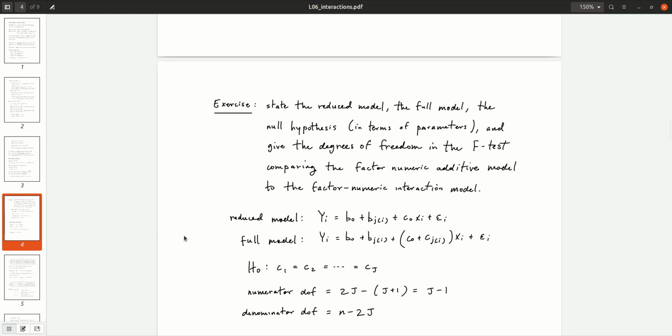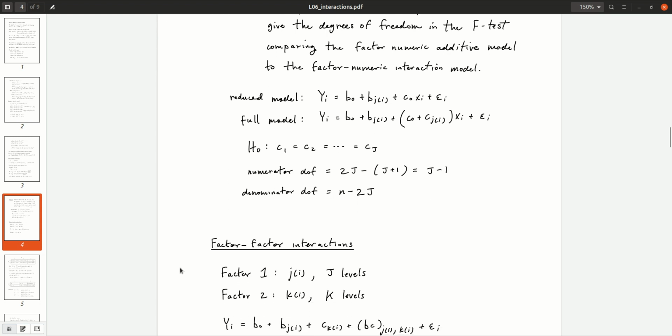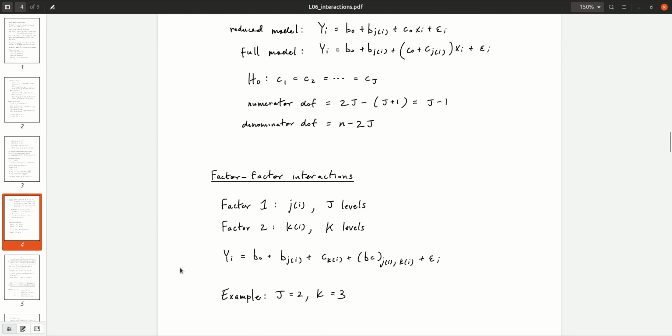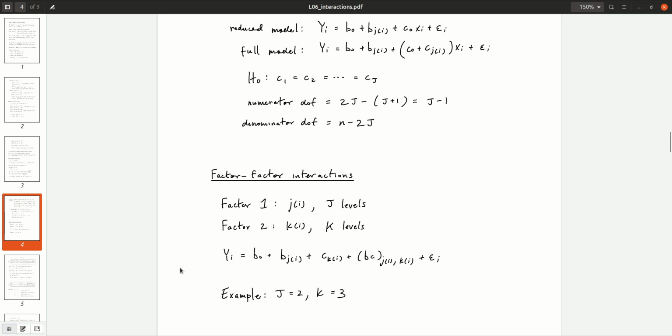Now the numerator degrees of freedom is going to be the difference between the two model degrees of freedom. So that's 2J minus (J plus 1), which is J minus 1. And the denominator degrees of freedom is n minus 2J. This is just the residual degrees of freedom for the full model. Okay, so that's how you construct the factor-numeric interaction model in general, and if you wanted to do the F-test, this is how you set it up.